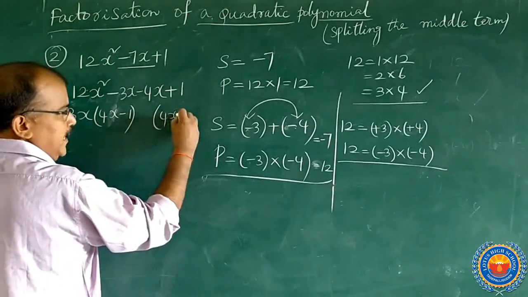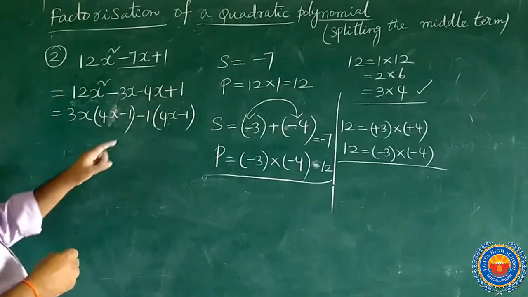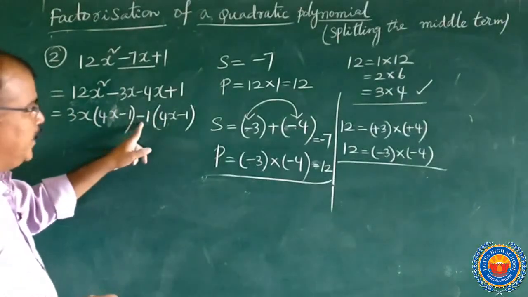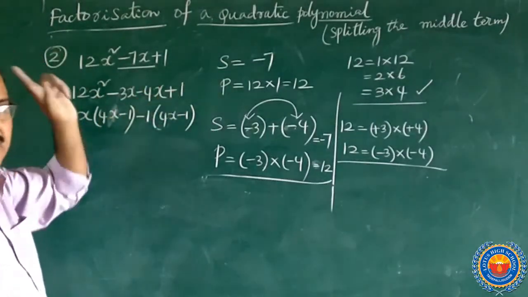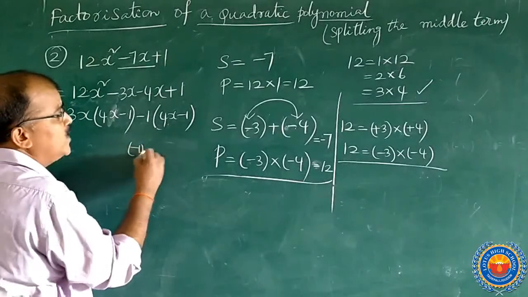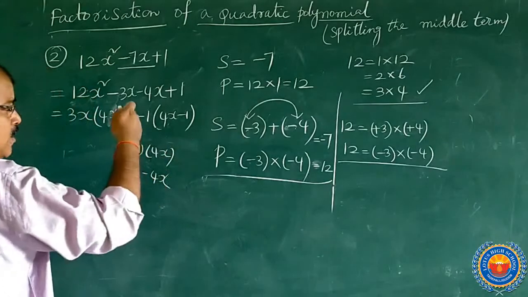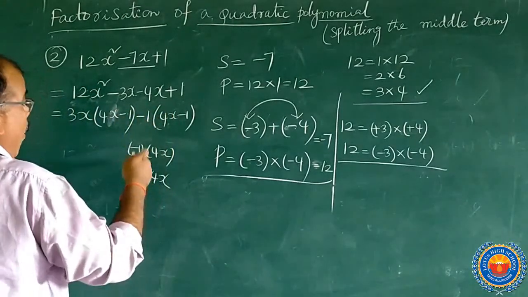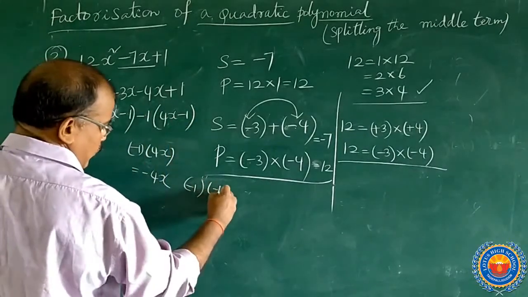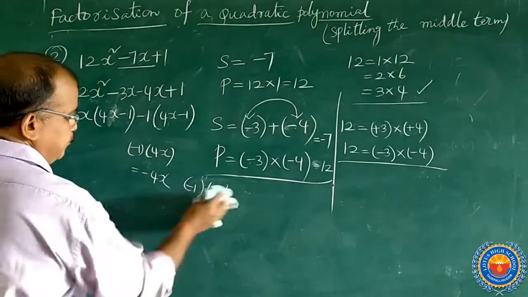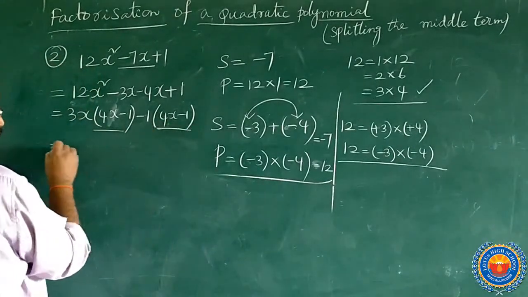What is 4x minus 1? Here also I am writing 4x minus 1. Maybe minus 1 I have taken. I should say minus 1 into 4x minus 4x. Minus 1 into minus 1 is equal to plus 1. If you want to check, minus 1 into 4x is minus 4x. Minus 1 into minus 1 is plus 1. Now, this which is common, 4x minus 1.